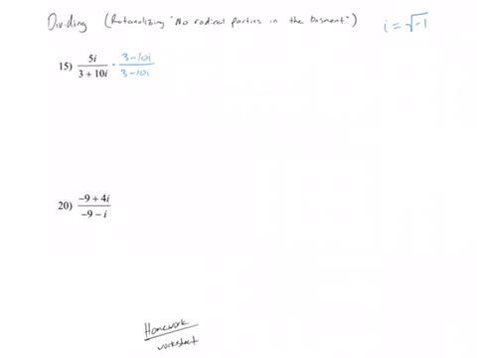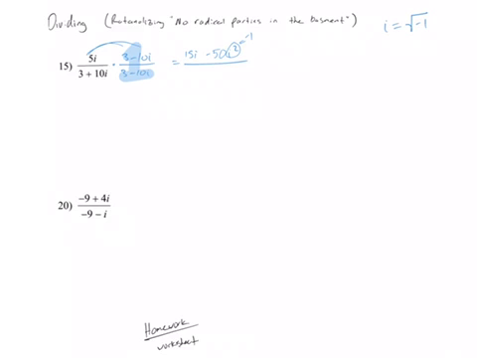Remember, this is really just a big 1, right? So I'm not changing the value of it. So let's multiply the top. This is going to be 5 times 3. So 5i times 3 is going to give me 15i. 5i times negative 10i is going to give me negative 50i squared, which you can remember that's equal to negative 1.